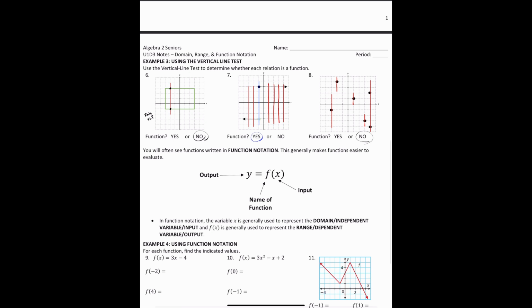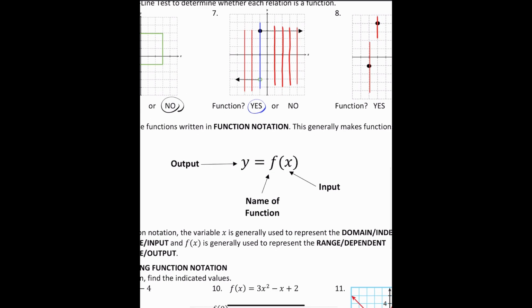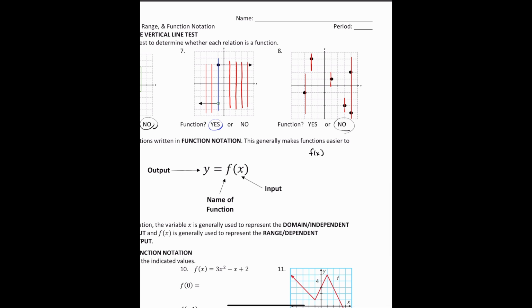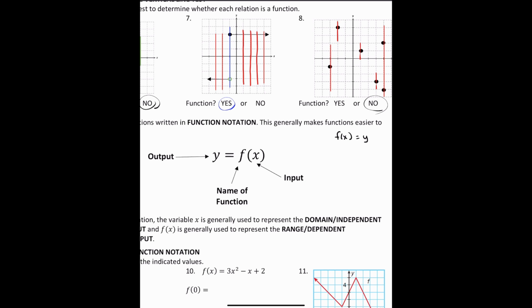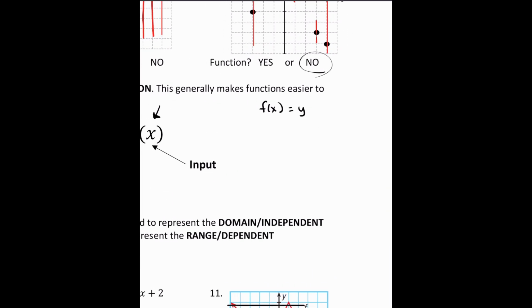All right, let's move on to this. You will often see functions written in function notation. This generally makes functions easier to evaluate. So what we have here is y equals f of x. Now, f of x is short for the function of x, and we generally just say that f of x is the same thing as our y. So whenever we input something, we're going to get an output, okay? Let me give you an example.